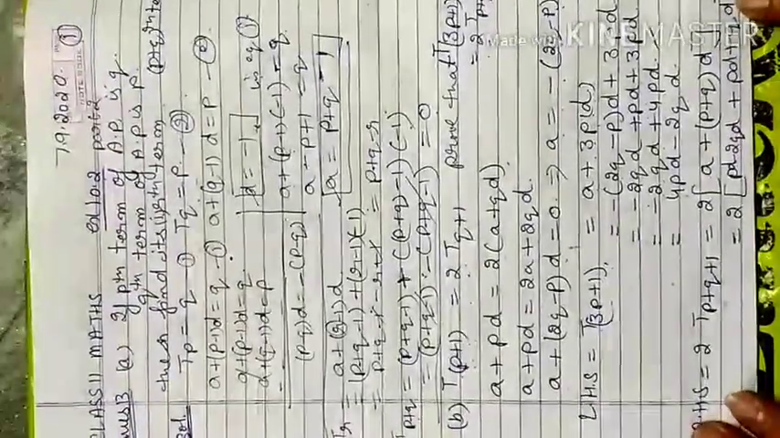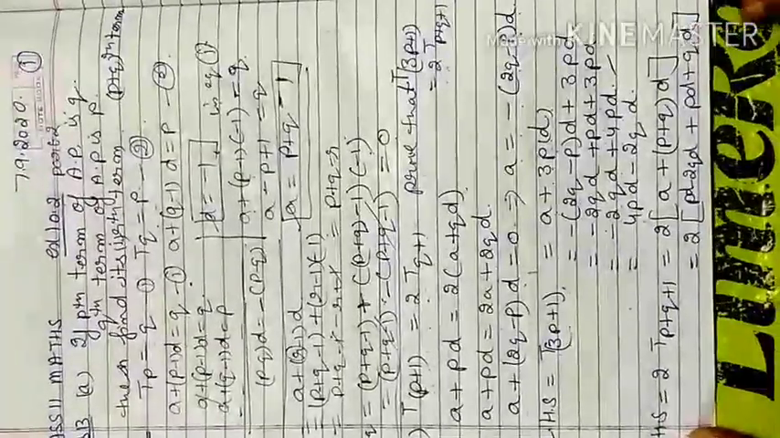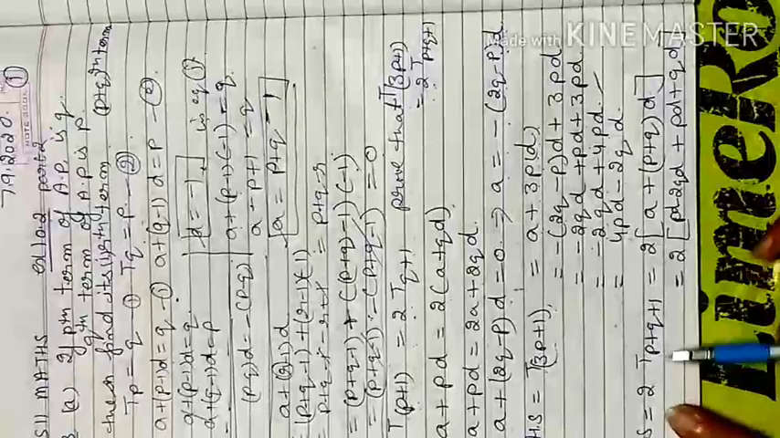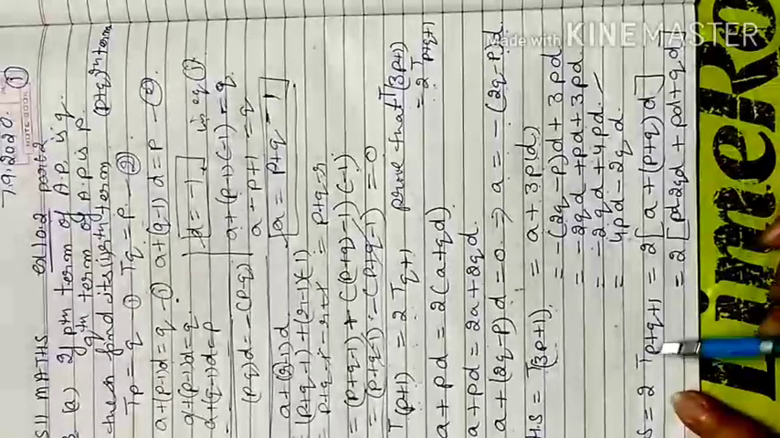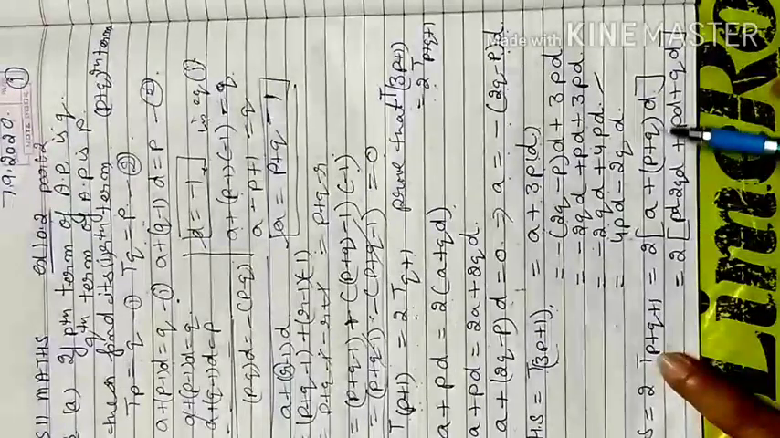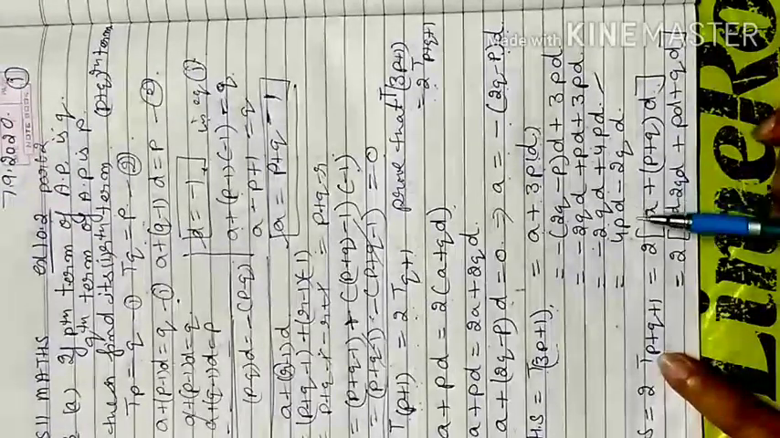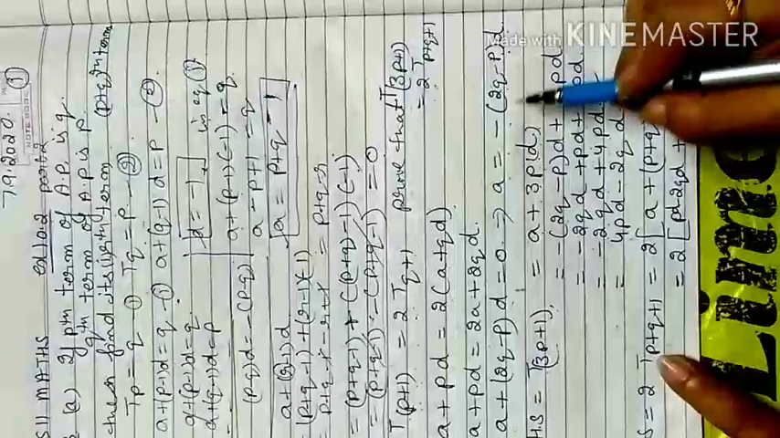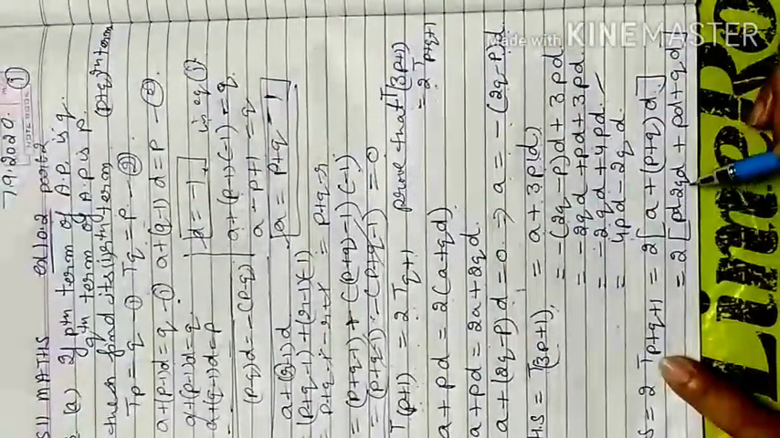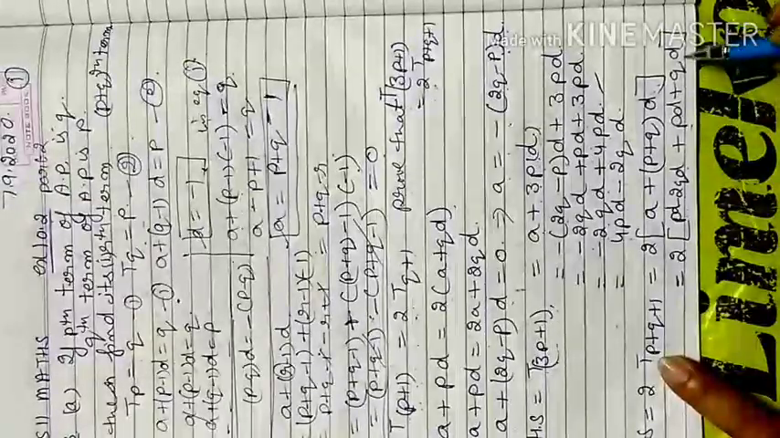Now you check with the right hand side. In the right hand side, if you go with the term 2 times the (P+Q+1)th term, the previous of this term is P plus QD. So A plus P plus QD. Now in place of A, you replace again this value. If you open the bracket, it becomes P minus 2Q. So PD minus 2QD plus PD plus QD.